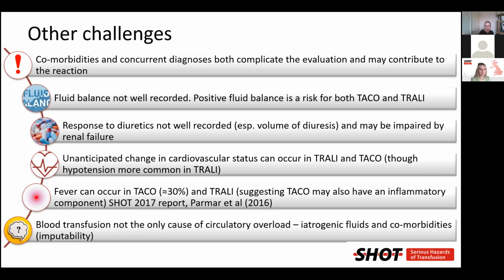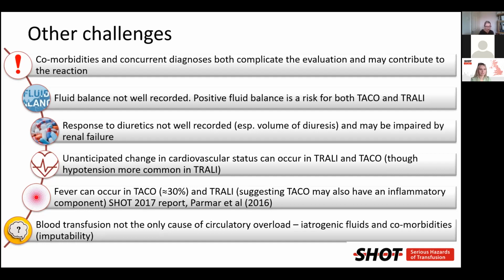Also, response to diuretics is not well recorded, especially the volume of diuresis, and that might be impaired by renal failure as well. Unanticipated changes in cardiovascular status can occur in both TRALI and TACO as well, so that is also not necessarily helpful, although hypotension is more common in TRALI.